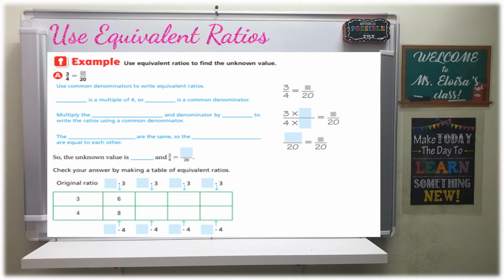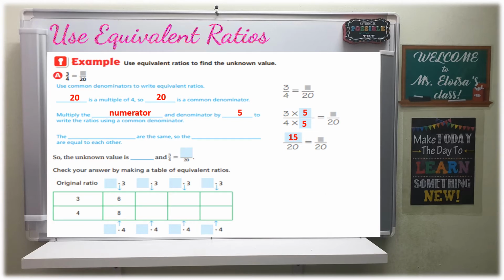Let us have another example. Use equivalent ratios to find the unknown value. We have 3 to 4 equals blank to 20. Use common denominators to write equivalent ratios. 20 is a multiple of 4, so 20 is a common denominator. Multiply the numerator and denominator by 5 to write the ratios using a common denominator.